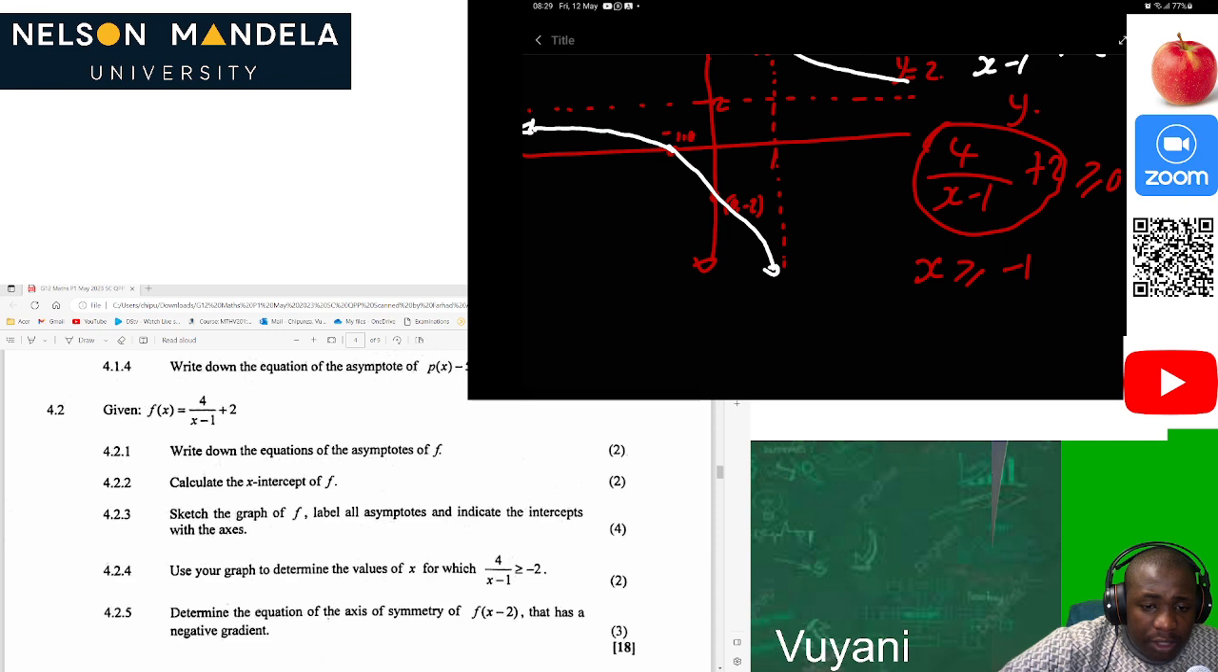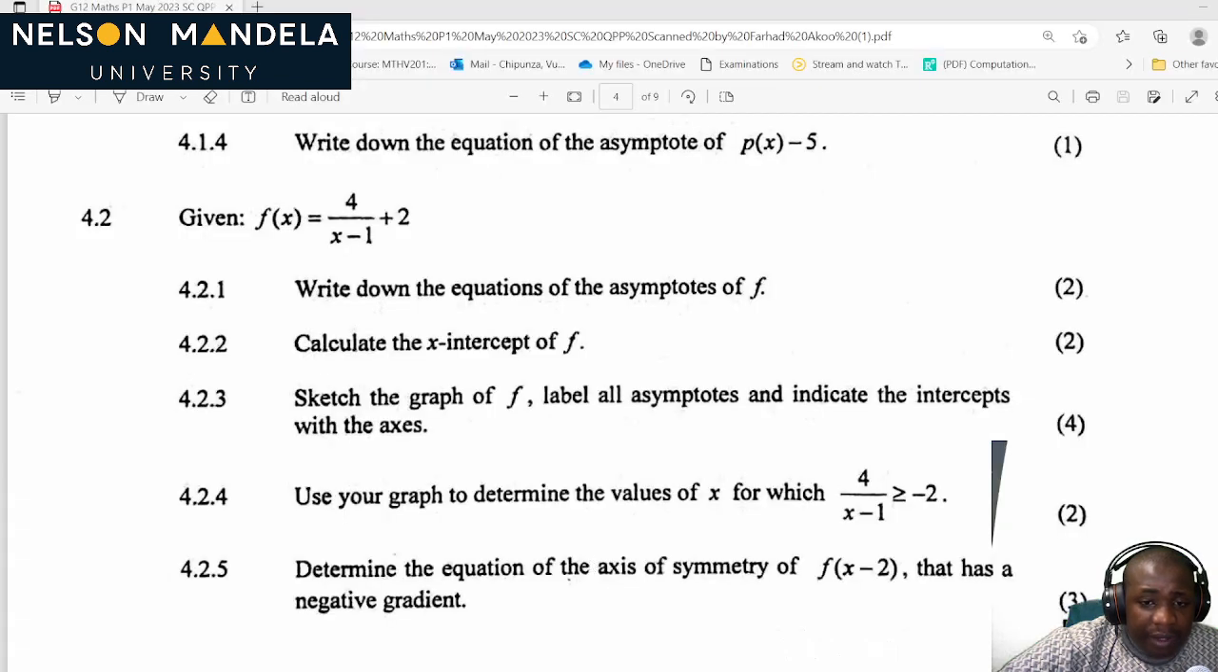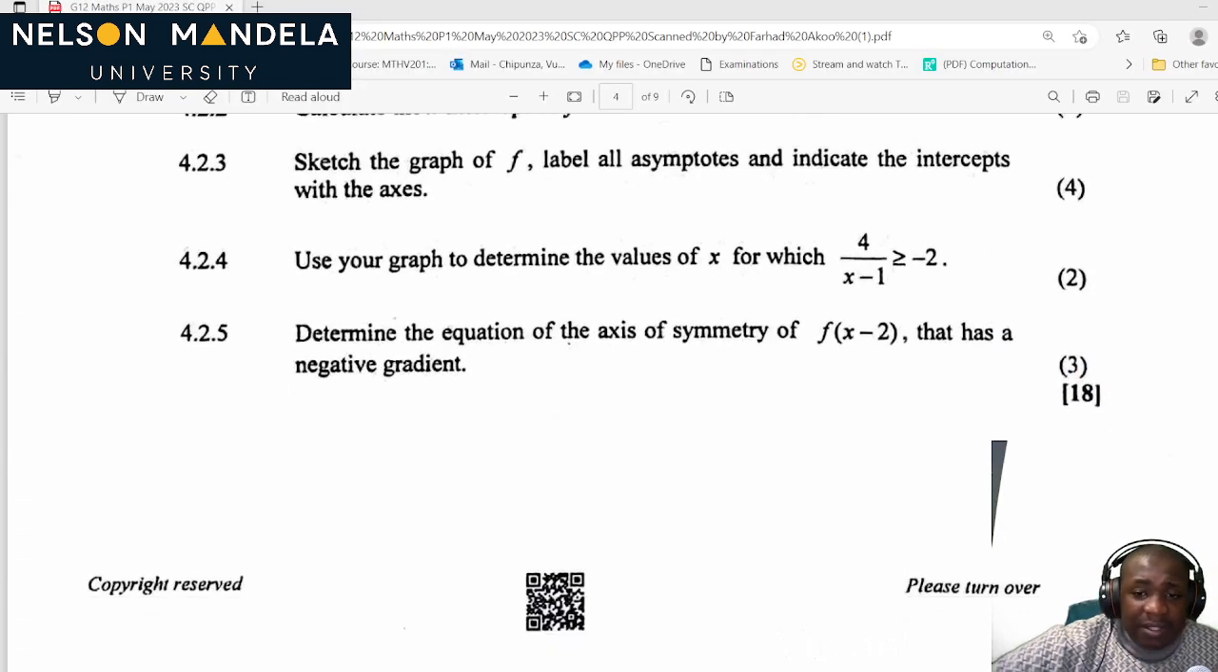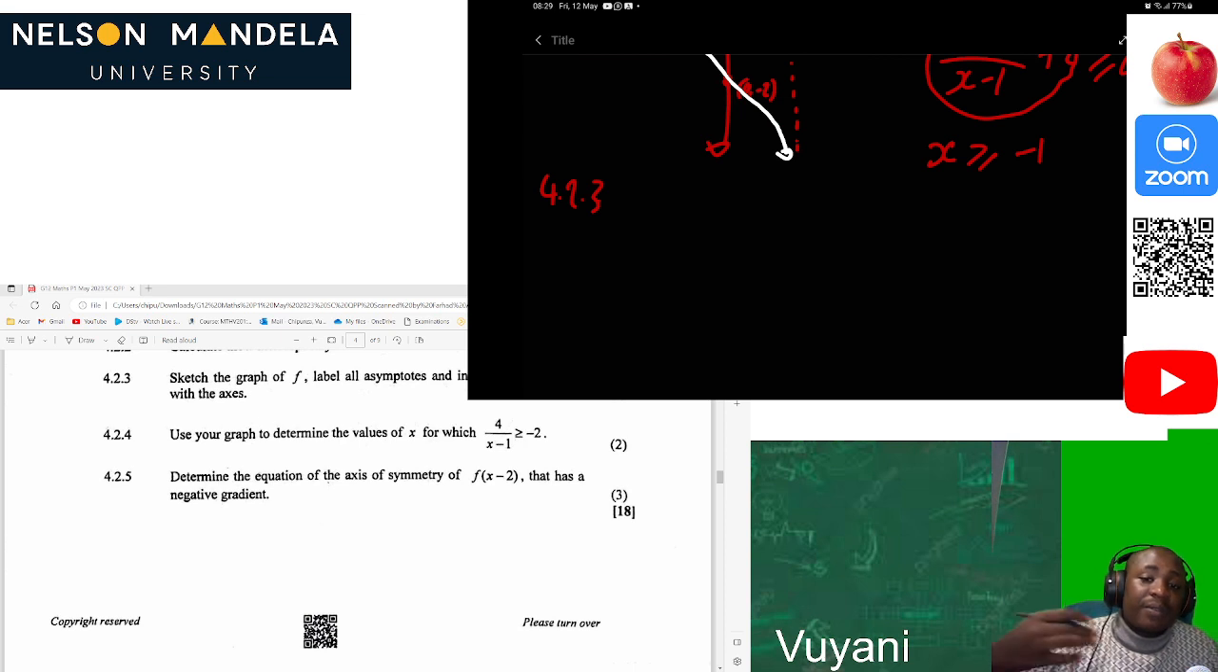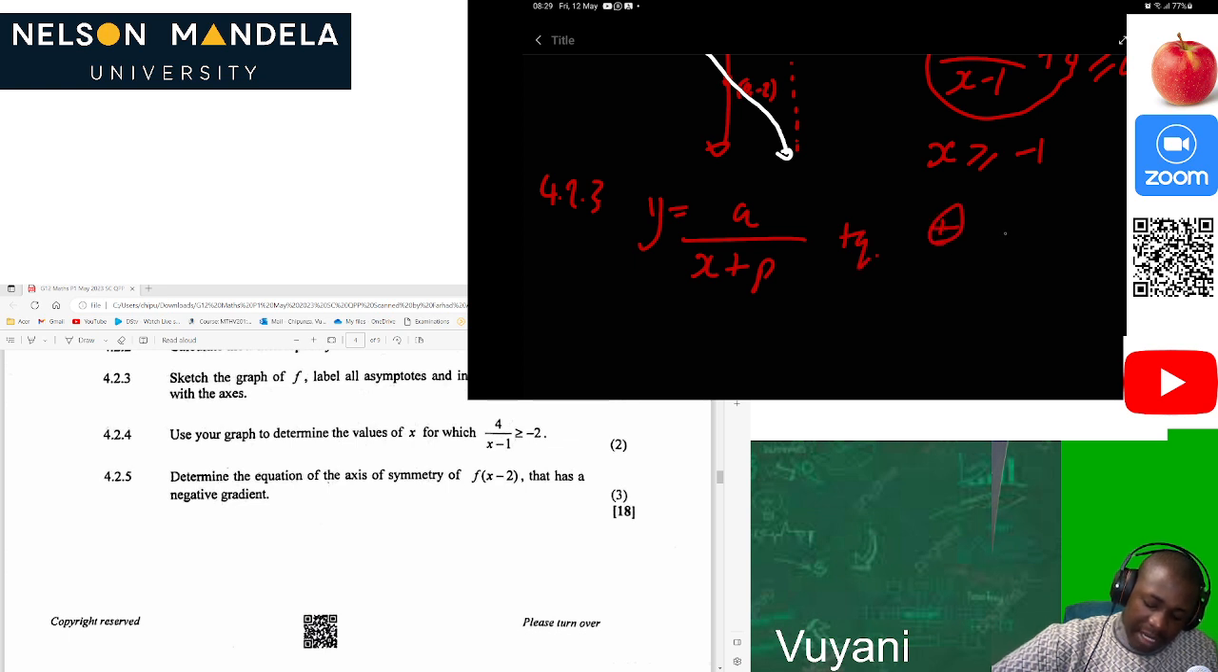Let's look at this question first. So what do we have here? They say determine the equation of the axis of symmetry of the function. We know that in a hyperbola, how do we determine the equation of the axis of symmetry? This is quite easy, because an axis of symmetry of a hyperbola is always one of two forms. For the positive gradient, it's y equal to x plus p plus q. For the negative gradient, it will be y equal to negative x plus p plus q.